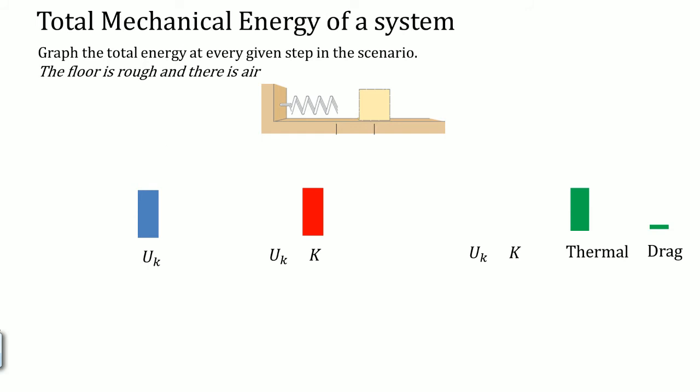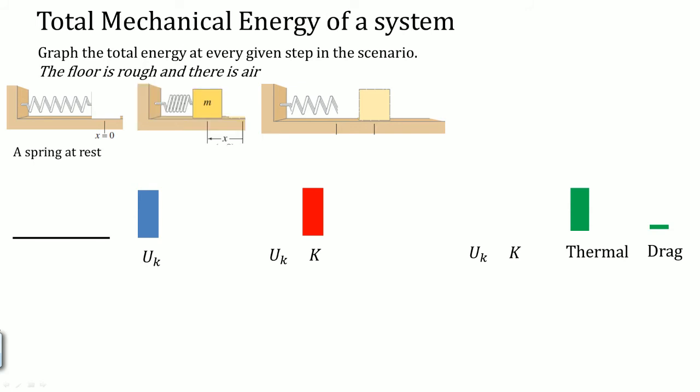Now, let's take a look at this graph. Here we have a scenario. You're going to graph the total energy at every given step in this scenario. Remember, the floor is rough and there's technically air. All right? So, the first part, you would see that here it's just a spring. Notice the spring is at rest, at equilibrium. So, there is no energy at all.